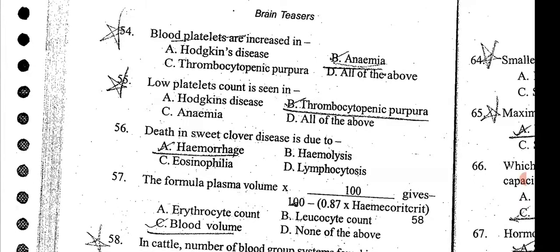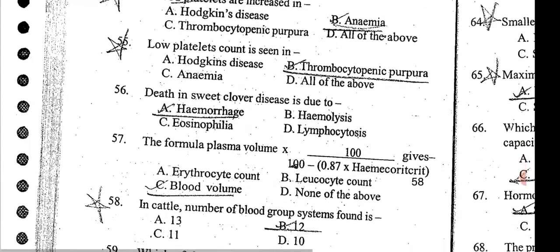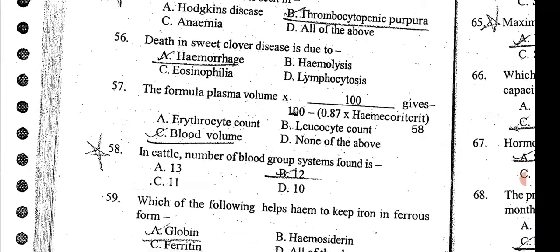Blood platelets are increased in anemia. Blood platelets are decreased in thrombocytic purpura. Death due to sweet clover disease presents hemorrhages on postmortem, so if we see hemorrhages, then sweet clover poisoning can also be the suspected one, and differential diagnosis should also be done with sweet clover poisoning.